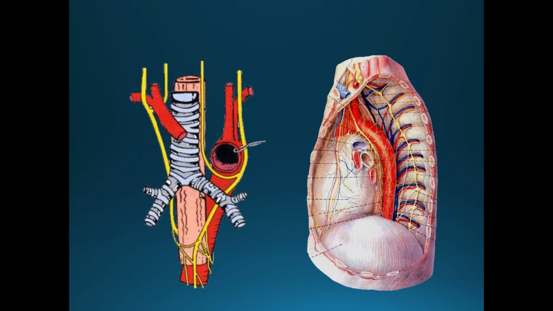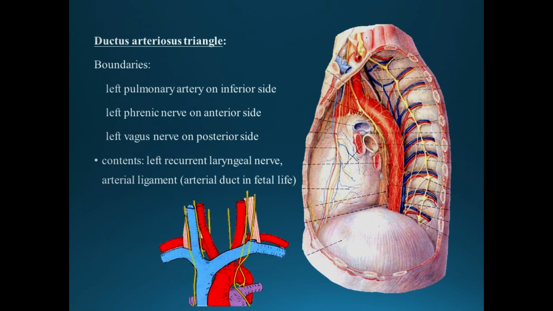Boundaries: left pulmonary artery on inferior side, left phrenic nerve on anterior side, left vagus nerve on posterior side. Contents: left recurrent laryngeal nerve, arterial ligament, arterial duct in fetal life.